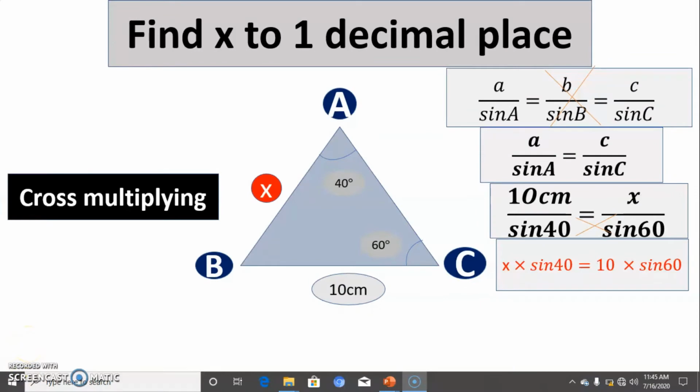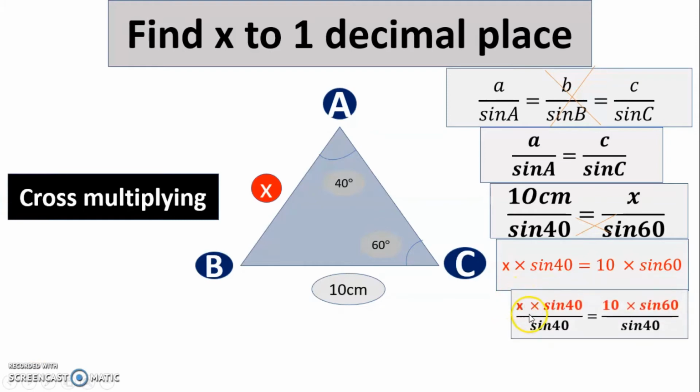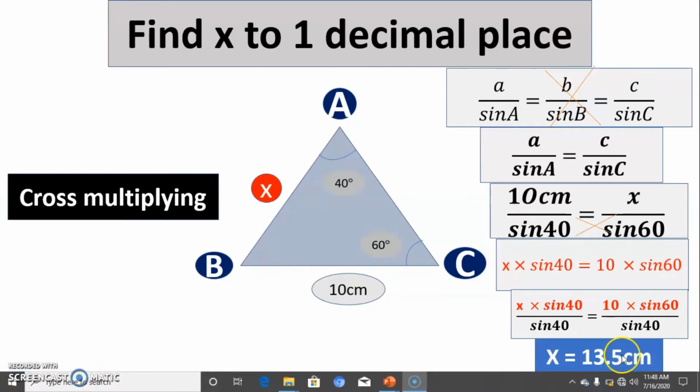So to get the value for x, we divide both sides by sine 40 to make x the subject of formula. So if we are dividing both sides by sine 40, it becomes x times sine 40 over sine 40 equal to 10 times sine 60 over sine 40. So sine 40 will cancel out sine 40, and the answer will be x equal to 13.5 centimeters. Please, before you press this in your calculator, you have to make sure that your calculator is in degree mode so that you can get the correct answer.